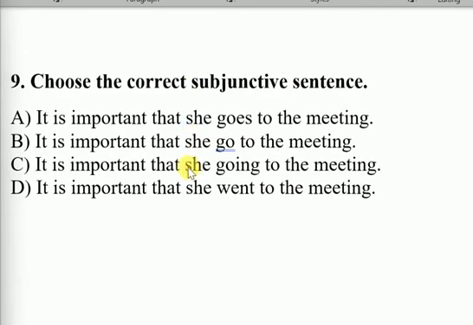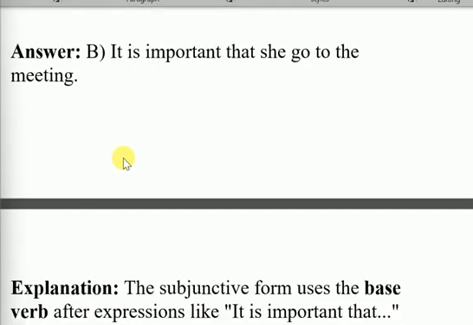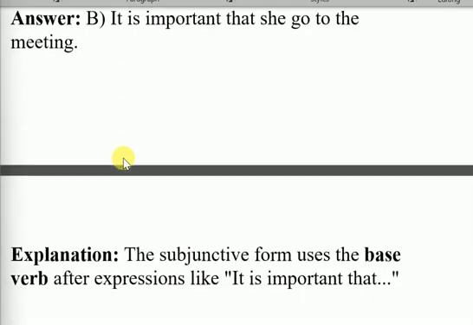9. Choose the correct subjunctive sentence. A. It is important that she goes to the meeting. B. It is important that she go to the meeting. C. It is important that she going to the meeting. D. It is important that she went to the meeting. Answer. B. It is important that she go to the meeting. Explanation. The subjunctive form uses the base verb after expressions like it is important that.